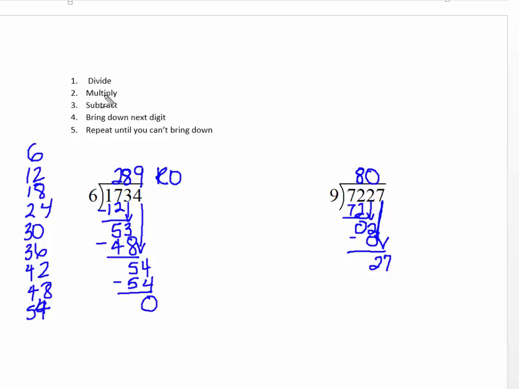Okay, so we're back at the beginning. 9 goes into 27 3 times. We still put the number up top. Then again, step 2 says we multiply, and that's 27. And then we subtract, and then we bring the next number down. There's nothing else to bring down, so I'm done repeating. That's going to be my remainder.